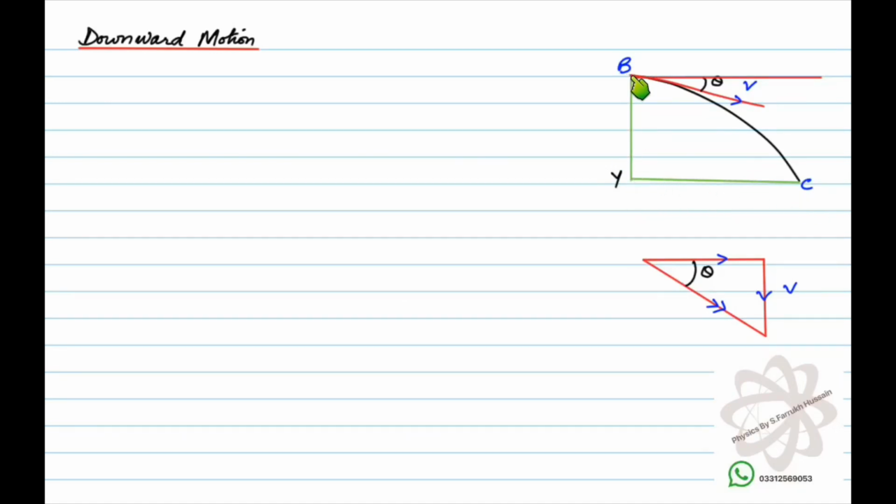Now I am making the vector triangle for the velocity. As you can see, this is the resultant velocity V, and this is Vx, and this is Vy. Now solving for vertical motion, which is BY, initial velocity is 0 because at this point the object was at rest vertically. Now it has started moving downwards, so the initial velocity is 0, and the final velocity will be obtained by V sin theta.